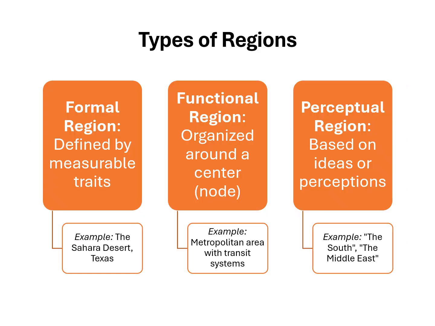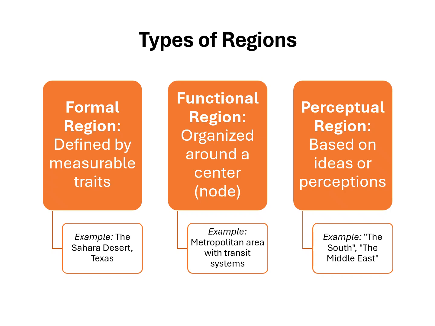There are three main region types. The first is the formal region, defined by one or more measurable shared traits. It has clear boundaries. The Sahara Desert or the state of Texas are good examples of formal regions.